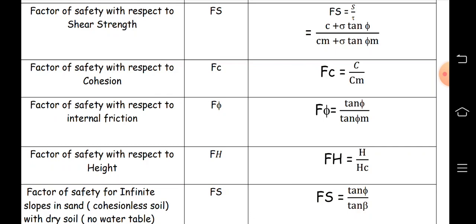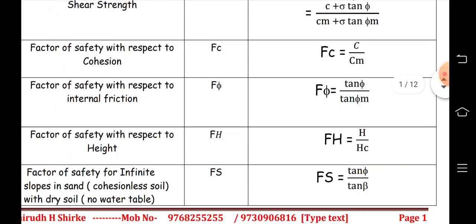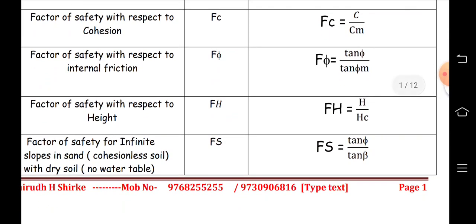So C is the cohesion due to strength and Cm is the mobilized cohesion. Then factor of safety with respect to internal friction, that is the angle of internal friction, is the ratio of the angle of internal friction to the mobilized angle of internal friction, that is tan phi upon tan phi m. So phi is internal friction and phi m is the mobilized internal friction. Then factor of safety with respect to height. Okay, it is denoted by the letter Fh, while for internal friction it is F phi, and for cohesion Fc.